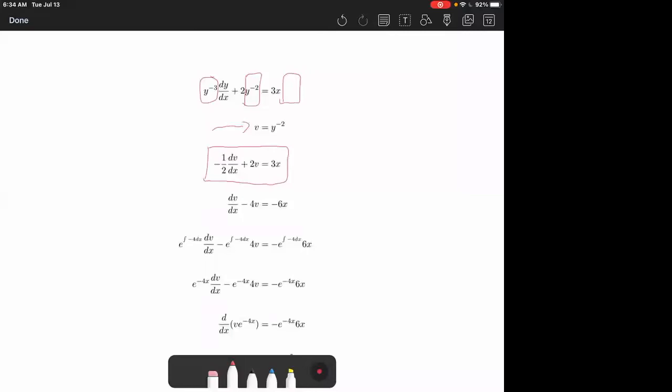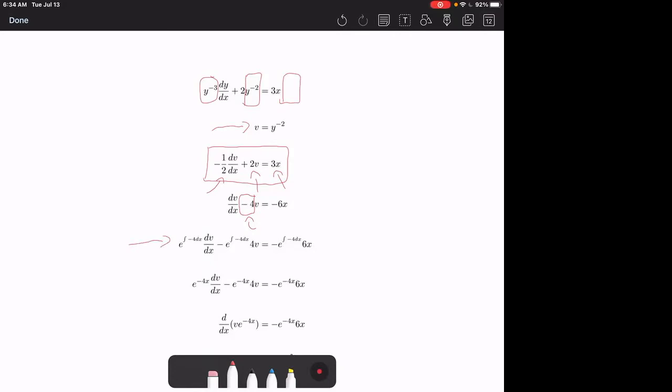Negative 1/2 dv/dx plus 2v is equal to 3x. And this is linear. We've got function of x times dv/dx plus function of x times v is equal to function of x. We're going to multiply both sides by -2 just to clean things up a little bit. And now our integrating factor, if you'll recall from section 2.3, is e to the power of the integral of this p of x term, the thing multiplied by v. So we're going to multiply through by e to the power of the integral of -4.